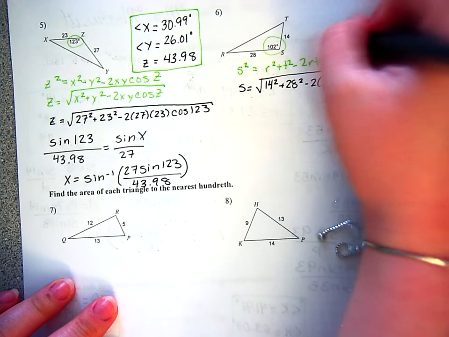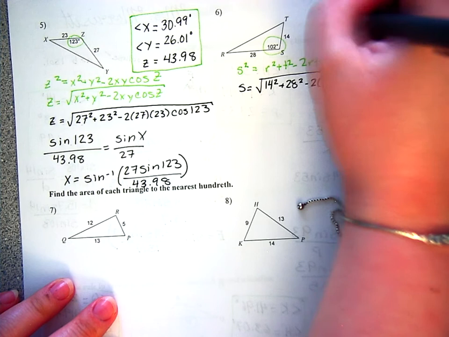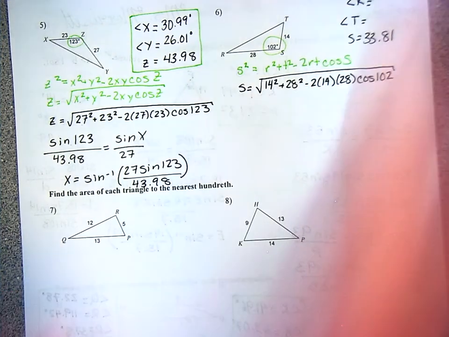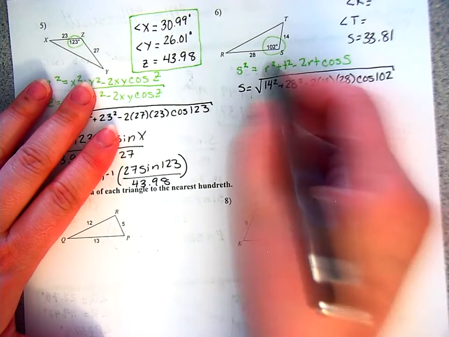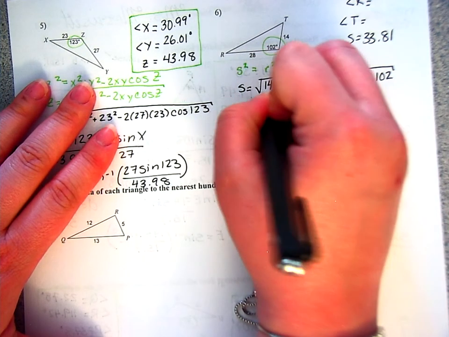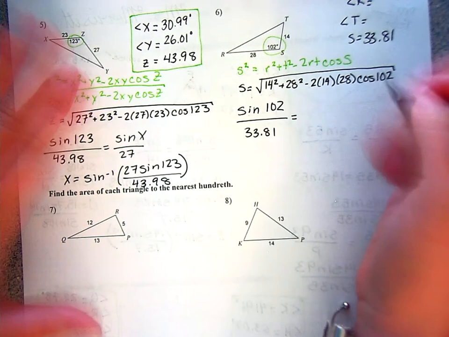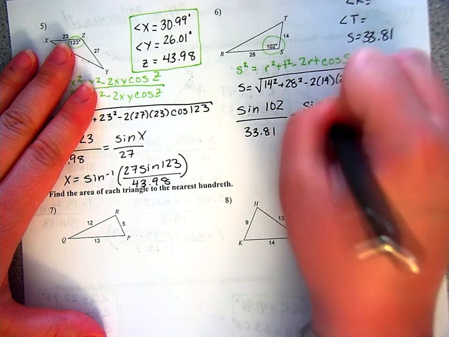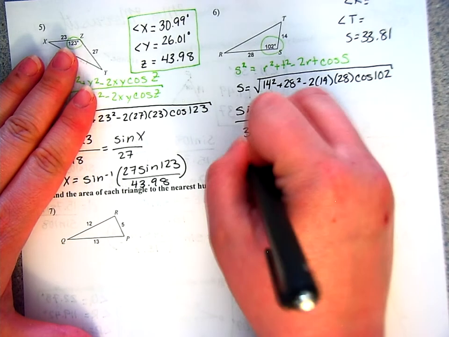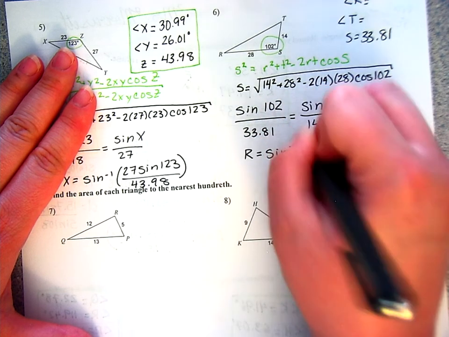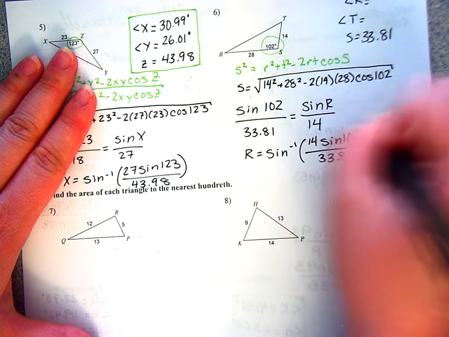I also need to find angle R and angle T. So I have a pair. I have big S and little s, so I have sine of 102 over 33.81. I look for R or T. I went for R, so sine of R over 14. I need to cross multiply, divide, and use inverse. So R is equal to sine inverse of 14 times the sine of 102 divided by 33.81. So in my calculator, that gets me that R is equal to 23.89 degrees.